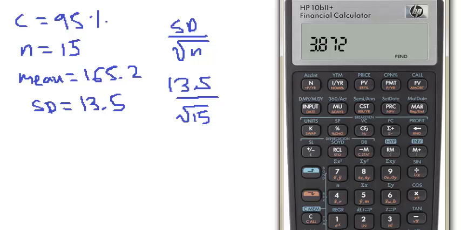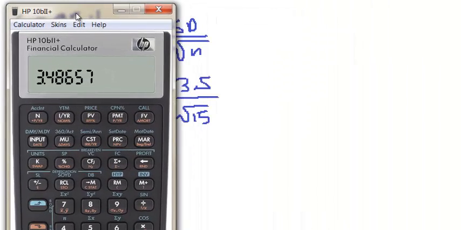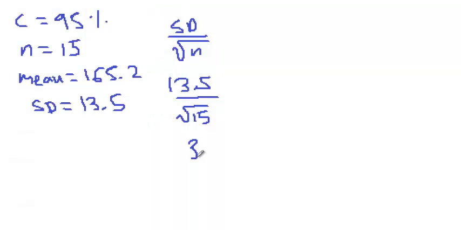3.872. We can round it off to that. And so we've got a population standard deviation of 3.487. We'll call it 3.487. That should be plenty of digits.